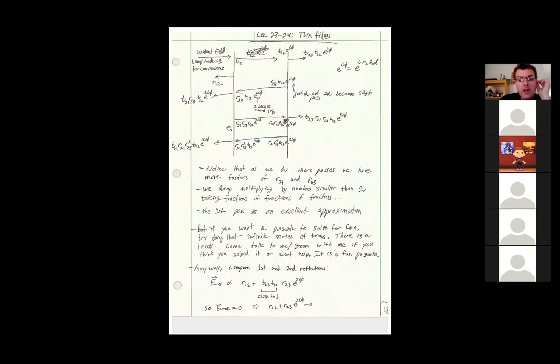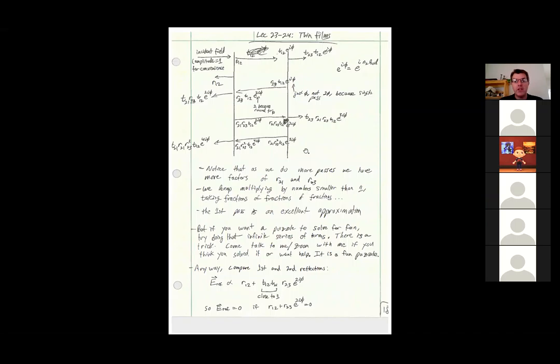And of course, there's more. We could take into account the fact that some of this got reflected with amplitude R21 because it's in medium 2 reflecting off medium 1. We could keep adding all of those up. And at each pass, each reflection, we get more factors of R21 and R23. So we keep multiplying by numbers smaller than one, and we're going to get fractions of fractions of fractions, which get very small very quickly. So the first pass is an excellent approximation. But if you really wanted to do this exactly, you could.